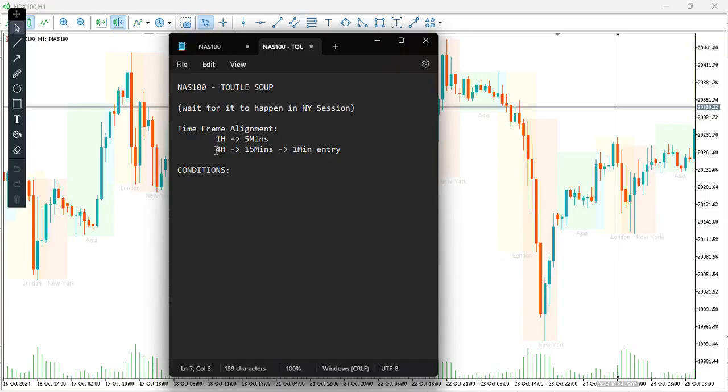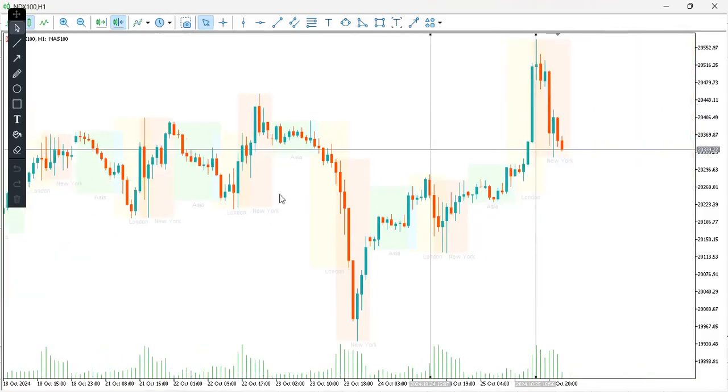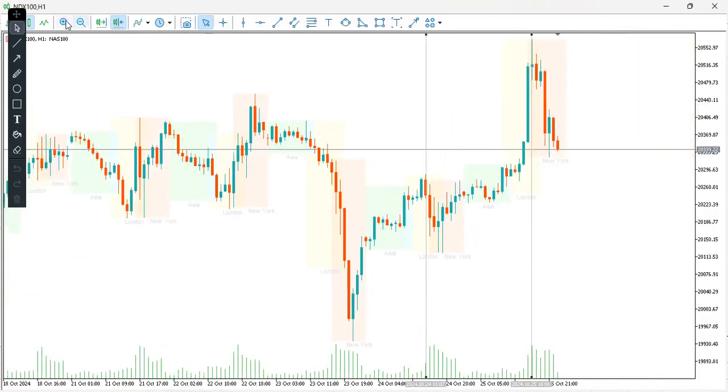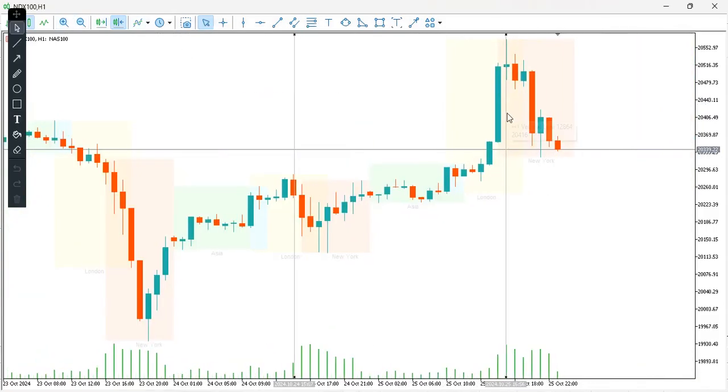If you find it in the 4 hours, you have to go to your 15 minutes for your confirmation, and then 1 minute for your entry, or you can just make your entry in the 15 minutes. So the conditions we need to get are these. Let's take from today's trade. Condition: we need to see a huge candle like this, or a two-step candle, with good volume.